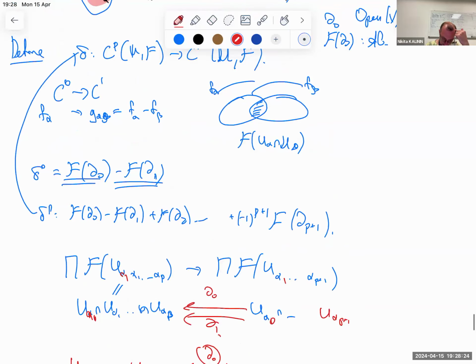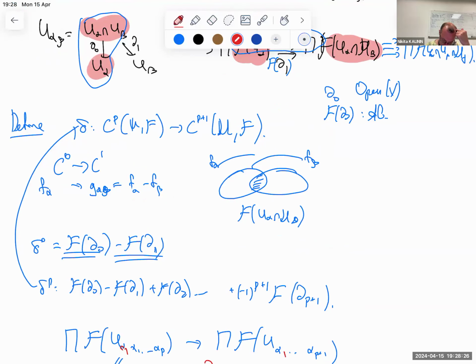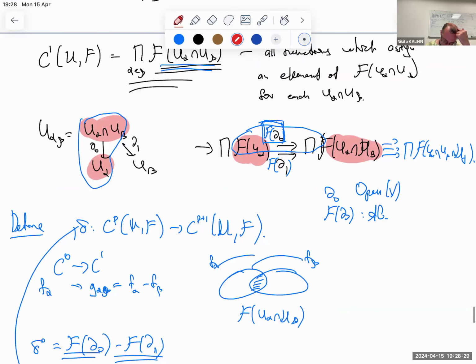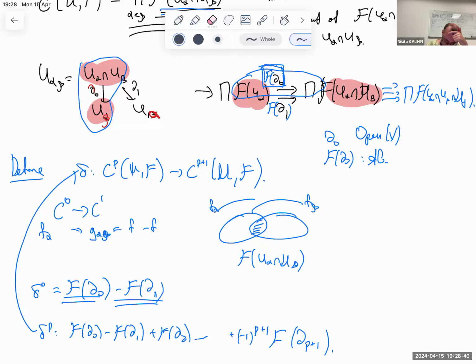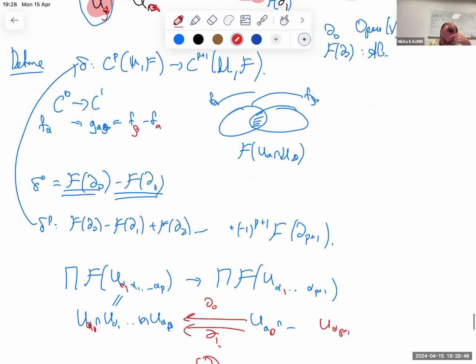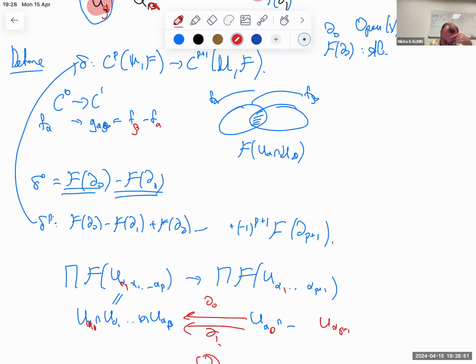So in order to have a consistent notation, if you have here u alpha beta, then delta 0 should be mapped to u beta, and this should be mapped to u alpha. So it was all correct initially. Here it's from beta to alpha, because delta 0 is forgetting the first element. And here it's delta p plus 1. So if you want to have delta p, then you should just forget the last one. Yeah, like that. Now I think it's correct.